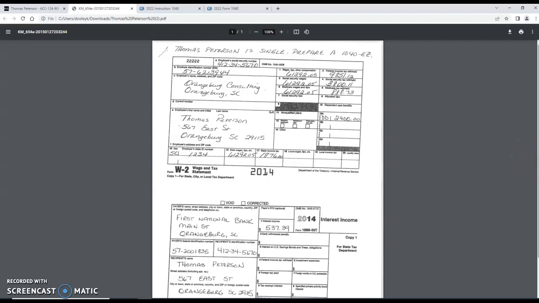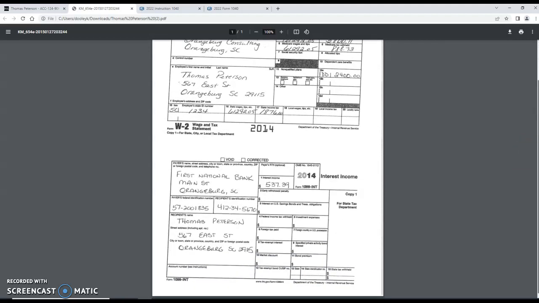Now on this next form here, this is interest income. This is a 1099-INT. Again, we're going to pretend it's for 2022. In box 1, it shows that he received interest income on his bank account or investment, whatever he had in First National Bank. He received $537.39 of interest, and that is taxable. That's going to go on the tax return as well, and again, we will round it, so we'll use $537.